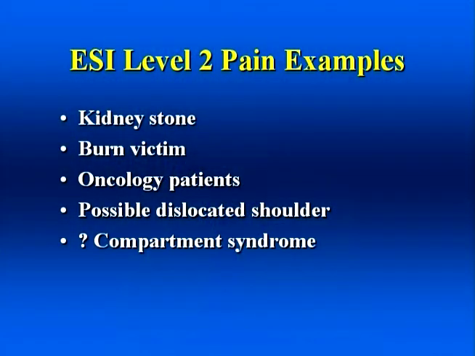Patients who would meet this criteria include the patient with a suspected or known kidney stone who cannot sit still, who is nauseous, and needs IV pain medication. The patient with a severe burn. The oncology patient whose pain regimen is no longer working and they present to the emergency department for pain management. The patient with a possible dislocated shoulder who is crying, diaphoretic, and clearly in excruciating pain. The patient with a suspected compartment syndrome.